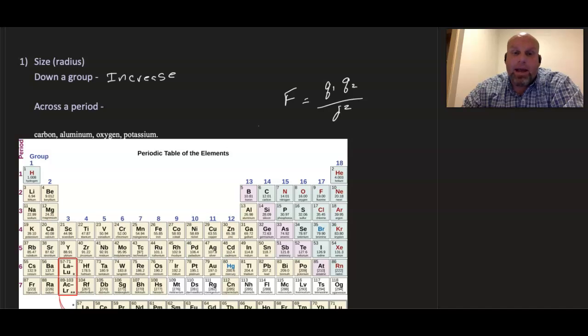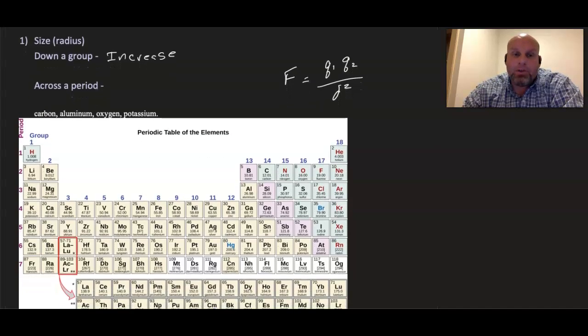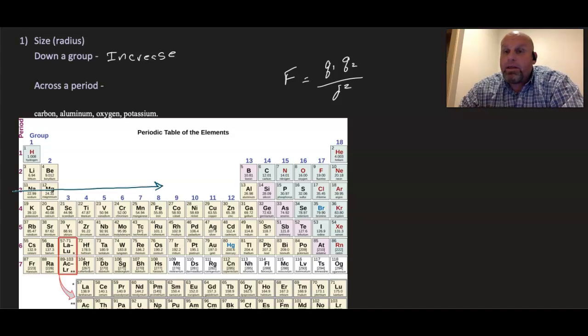So now let's think about what happens as I move across a period. I'll just jump right here in period 3. As I move across this period, I am not changing my distance from the nucleus because the furthest electrons away are in the third energy level. But what I am doing is adding protons and electrons. So I'm adding charge, and that charge is not getting any further away from one another.